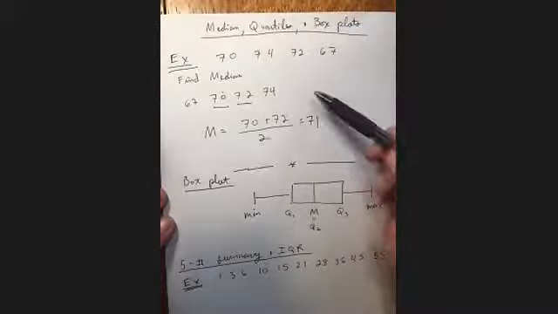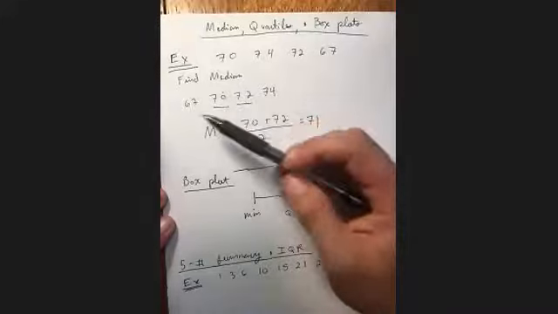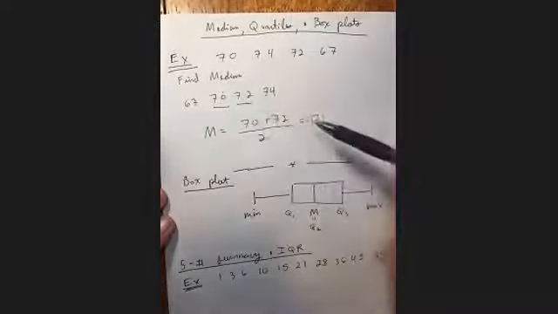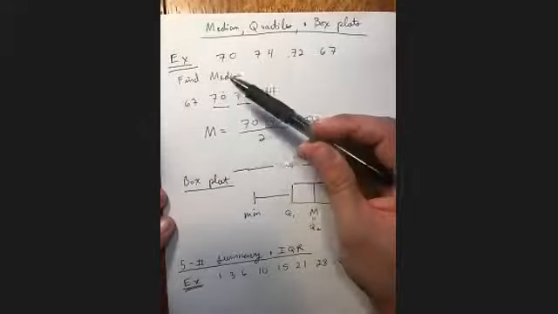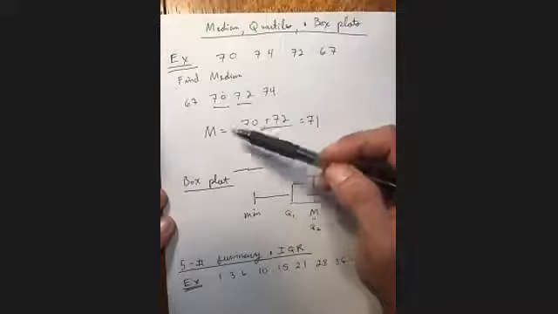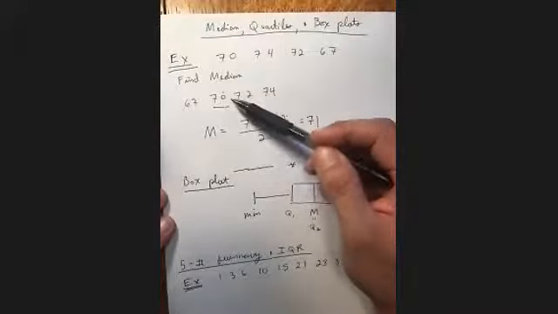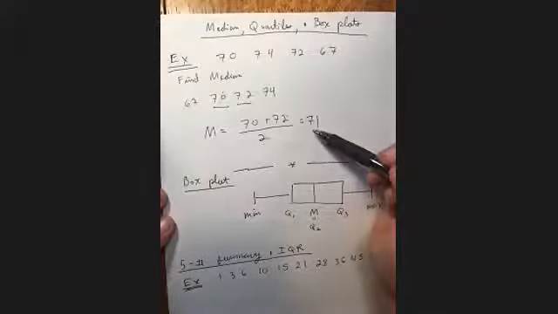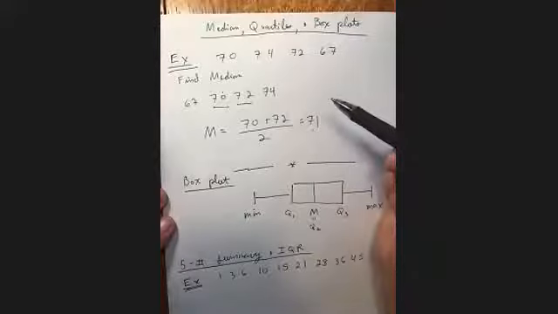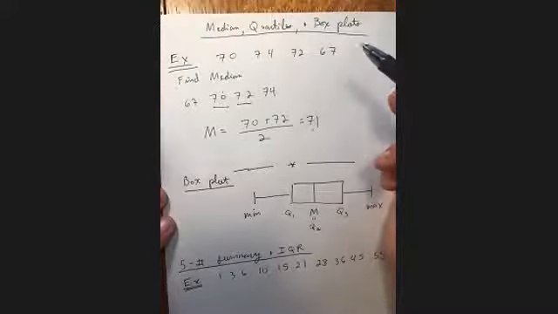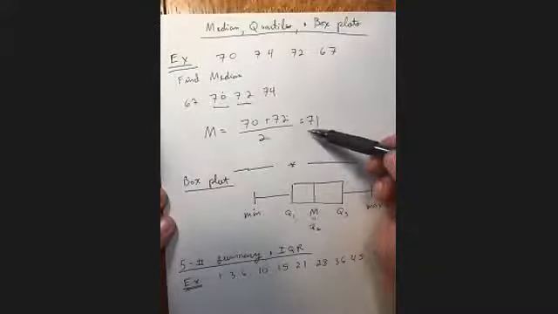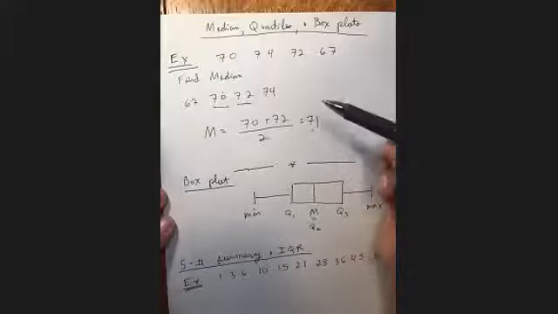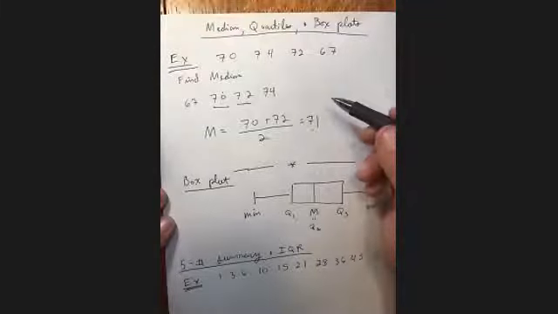So even though 71 does not occur within the data set, we still consider it the median because it cuts the data right in half. 71 falls right in the middle of the data. So all the numbers below 71 constitute 50% of the data, and all the data above 71 constitutes the other 50% of the data.